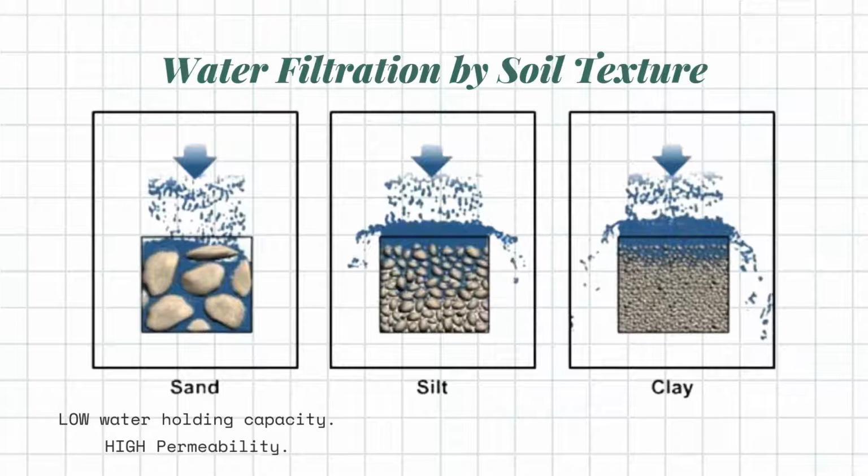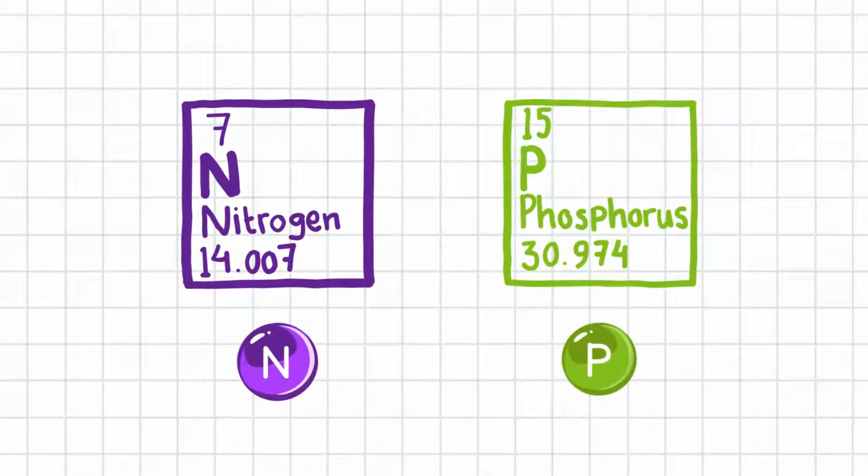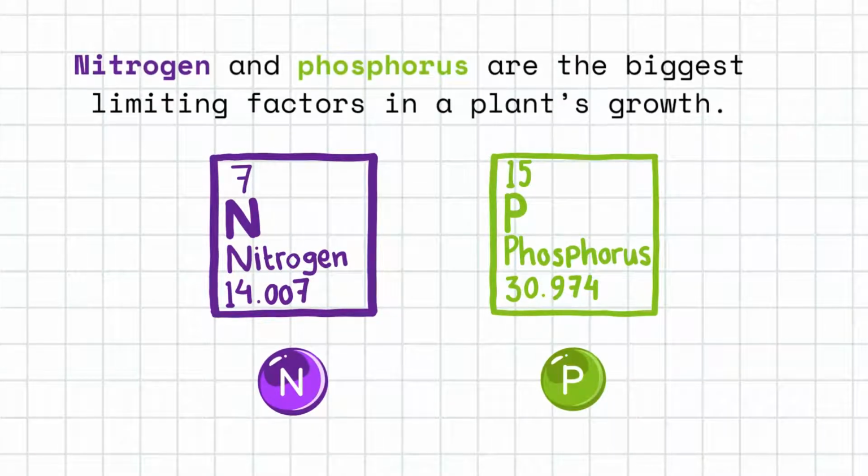Vice versa, with a particle like clay, if there's more clay in a soil, it will have a higher water holding capacity because water will not be able to pass through. But because water is not able to pass through, it will also have lower permeability. Another thing to be considered in a soil's composition is the amount of nitrogen and phosphorus that it contains. Because nitrogen and phosphorus are the biggest limiting factors in a plant's growth, the more nitrogen and phosphorus a soil has, the more fertile that soil will be.